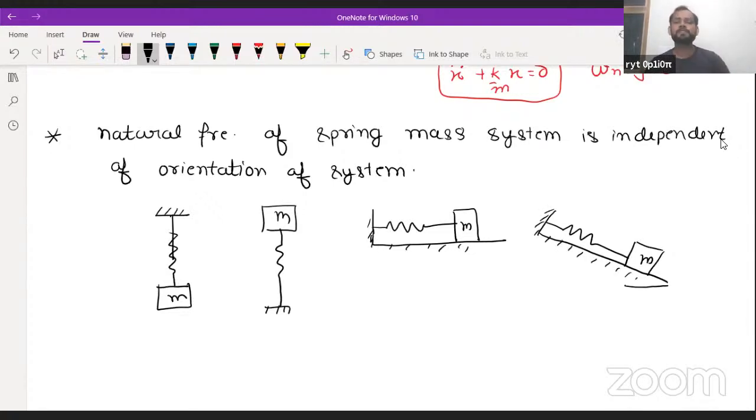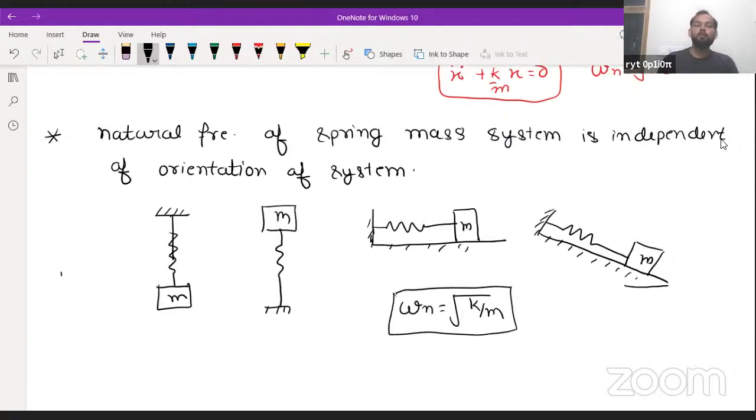For all types of single spring mass system, your natural frequency formula will be the same, that is root k by m. But keep one thing in your mind, omega n is equal to root g by delta. This formula you can use for this system and for this system and for this system. Why? Because when you mount this mass over the spring, you will see one static deflection in this system, you will see one static deflection in this system, and you will see one static deflection in this direction.